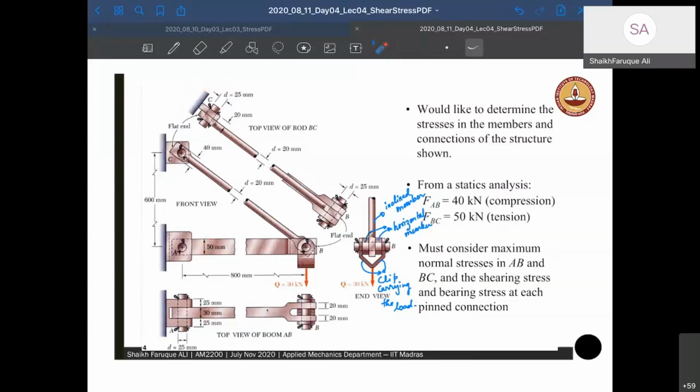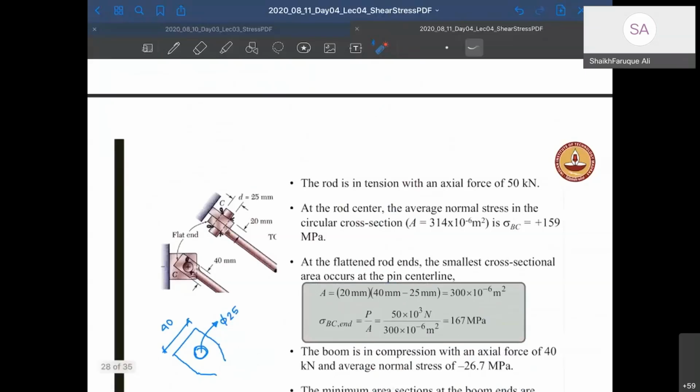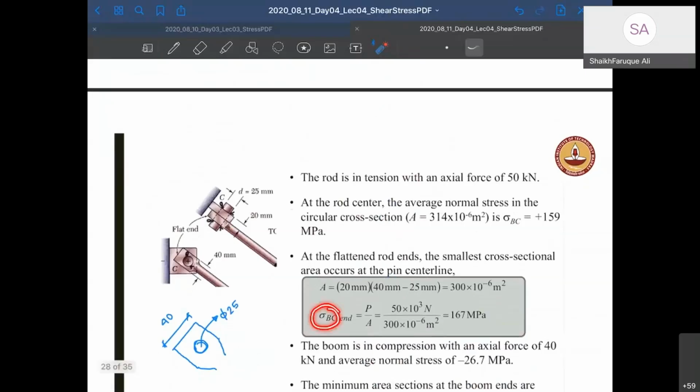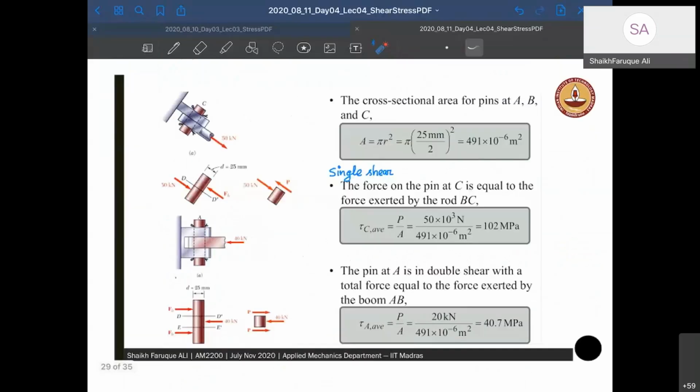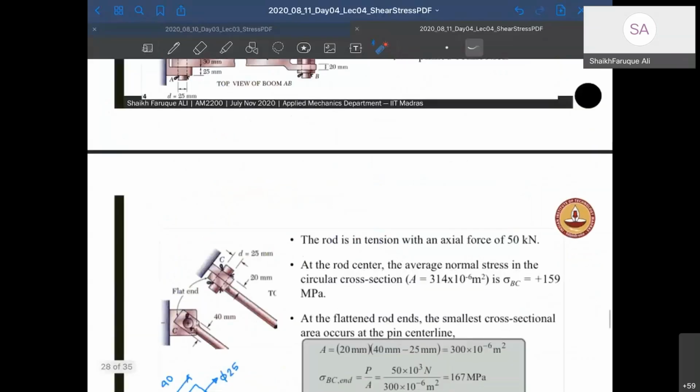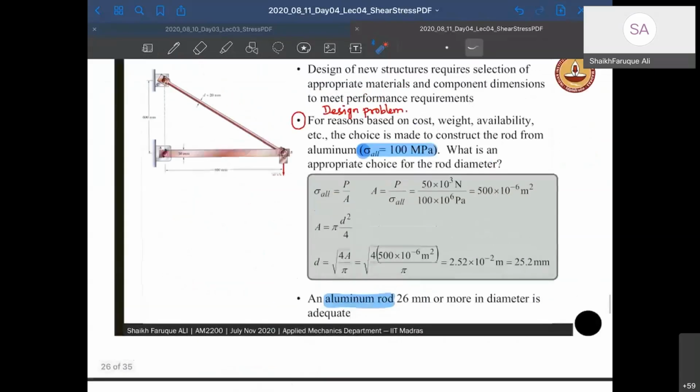Jai has asked. Yes, Jai, you check it. So we know the load here. The load in the AB member is 40. I think 40, right? I have done it here. Sigma BC is done, and sigma AB is not done here. So you can do it. It will be the same way you have to do it.